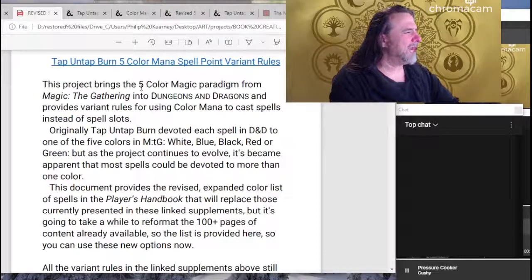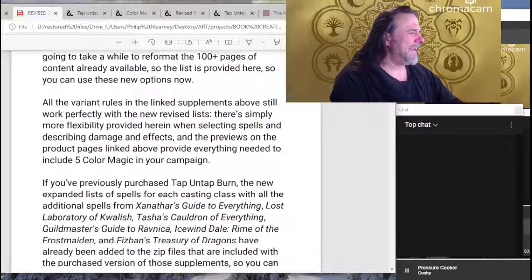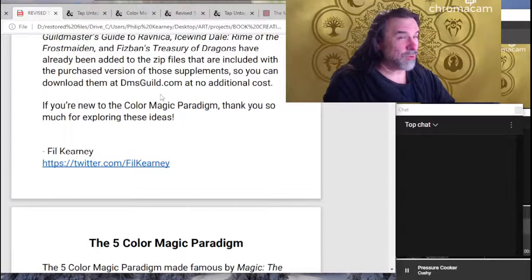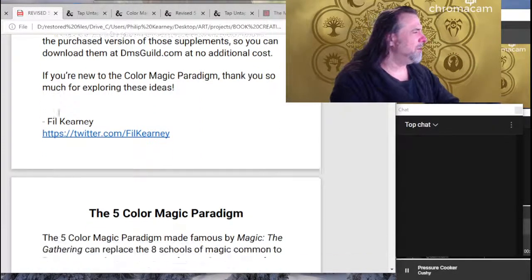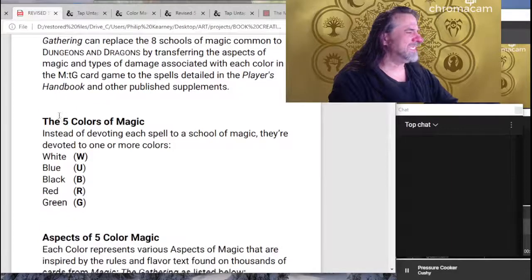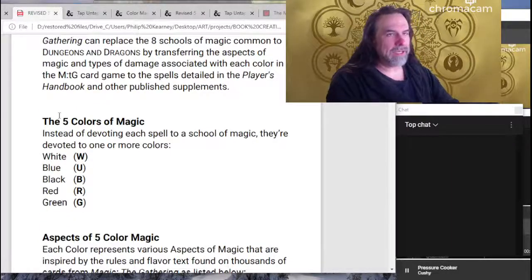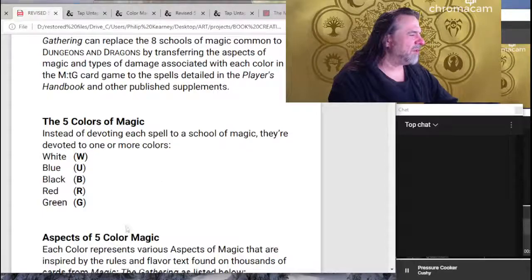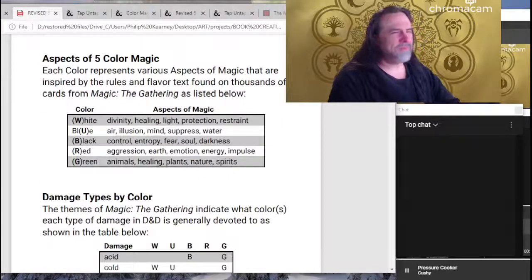But the point here is that the 5-color magic paradigm from Magic the Gathering has 5 colors, not 8 schools, 5 colors. And those colors have very specific meaning in the game. There are 5 colors: white, blue, black, red, and green.